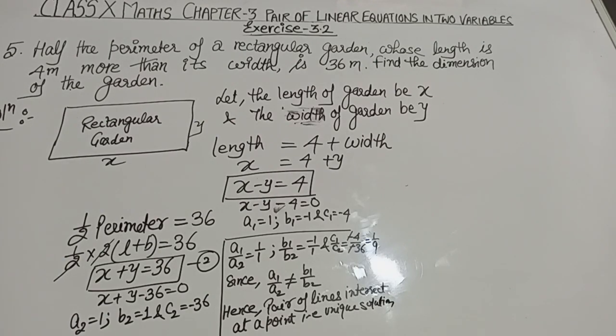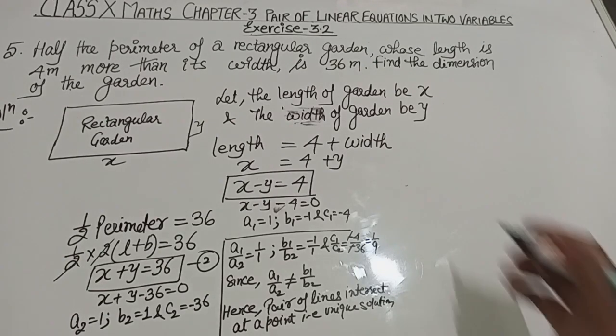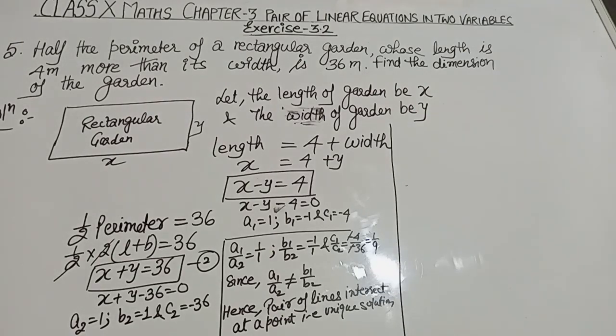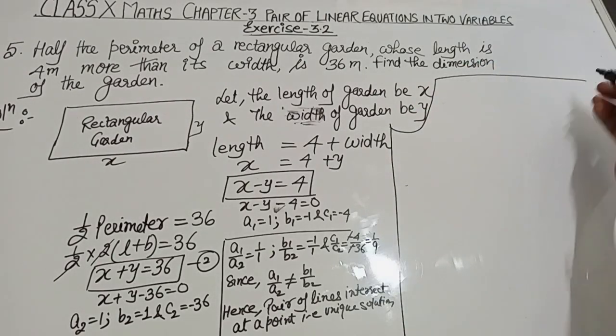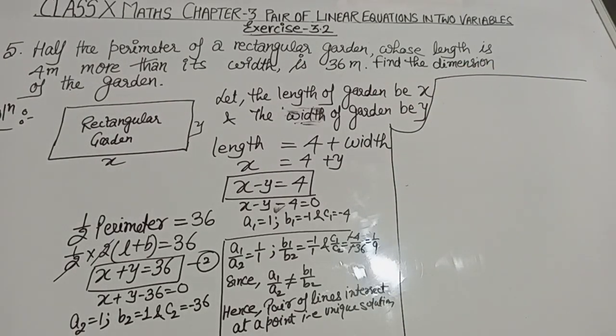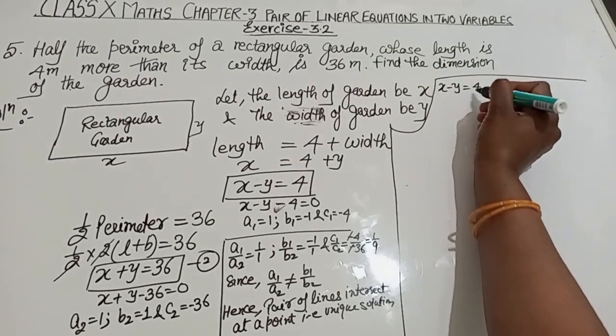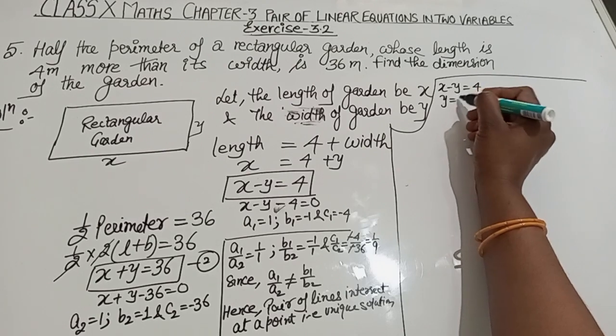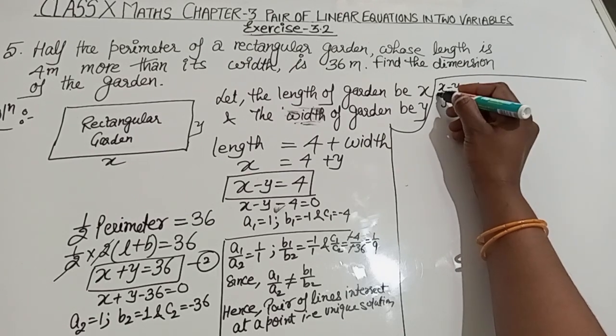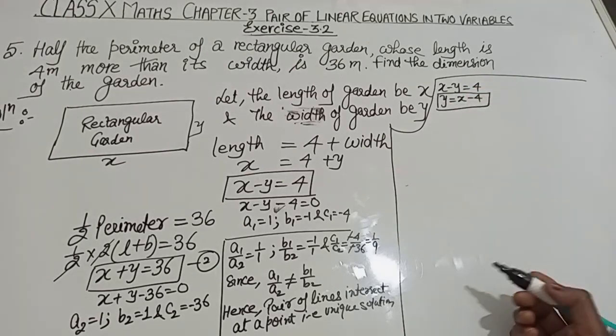Okay, so now let us draw the graph of the equations. Start from the first one, x minus y is equal to 4. It means y goes to the other side, so y is equal to x minus 4.